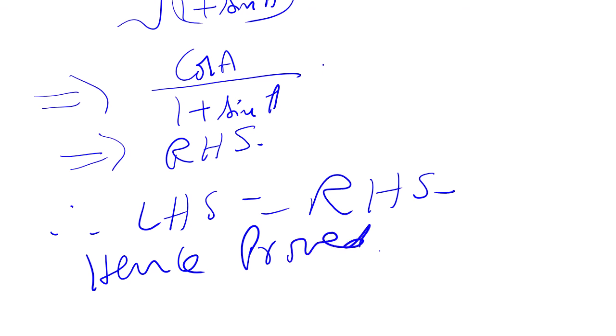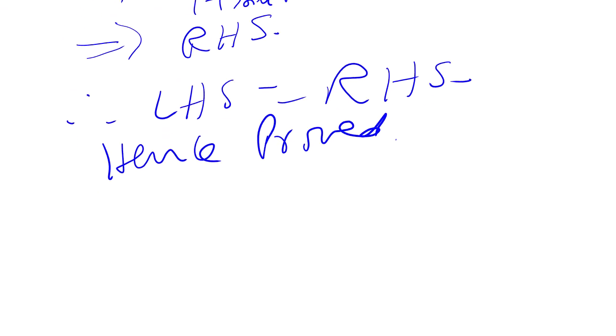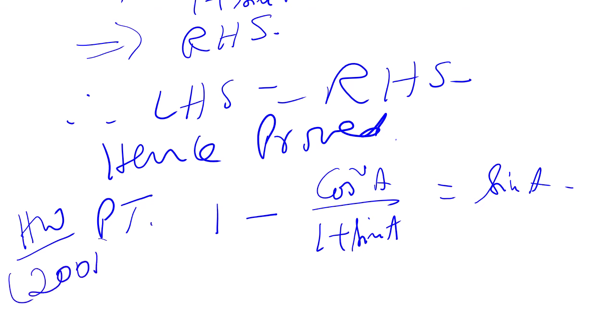Okay. So the next two questions are similar to this. Next question is, prove that, this is homework for you. Prove that 1 minus cos square a upon 1 plus sine a is equal to sine a. This is a board question. It came in the year 2001.